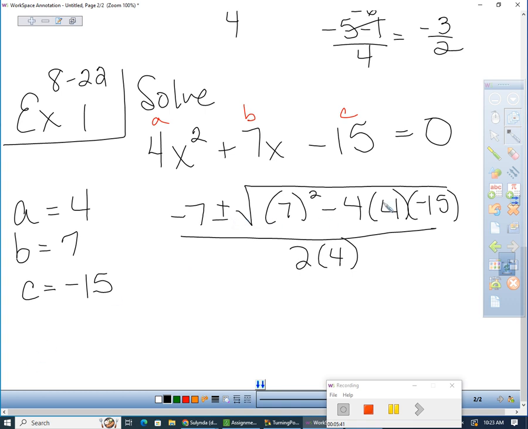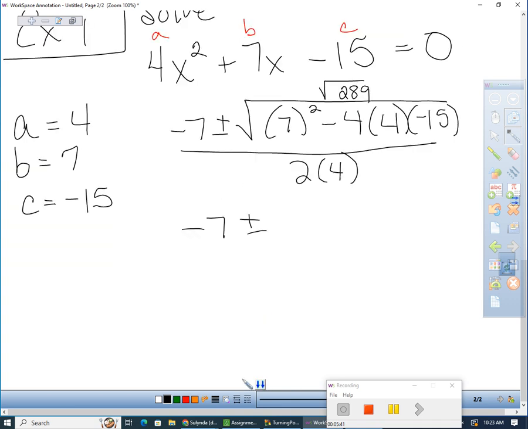So under that square root, I got 289. We still have to take the square root of that, okay? So we have negative 7 plus and minus. What is the square root of 289? 17 divided by 8. Any questions?